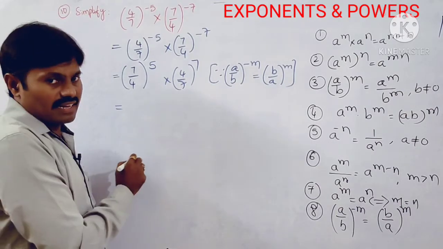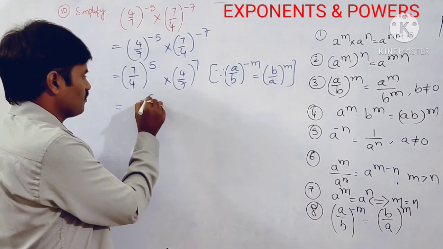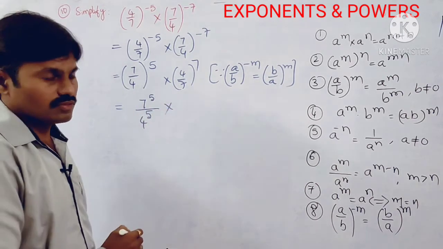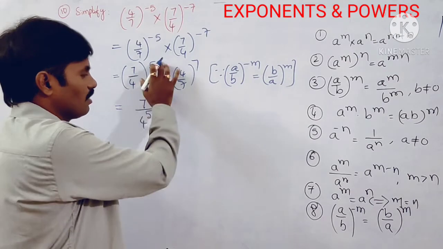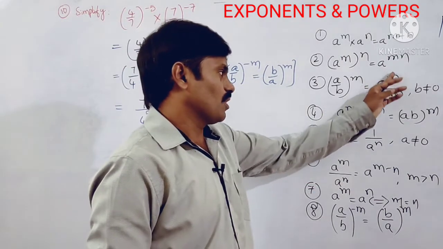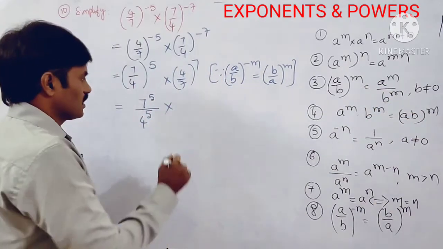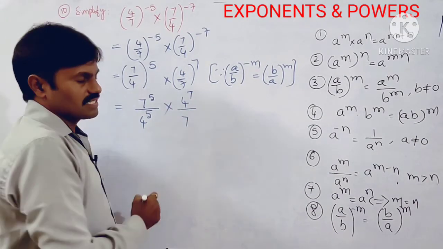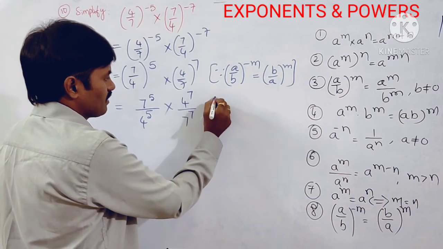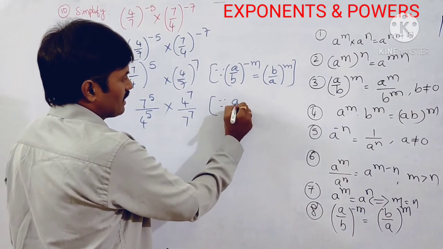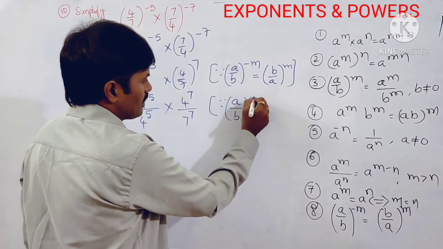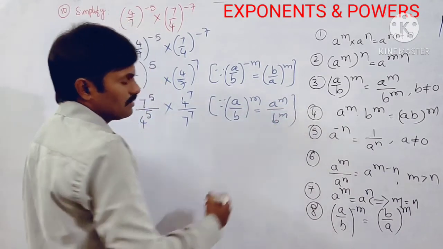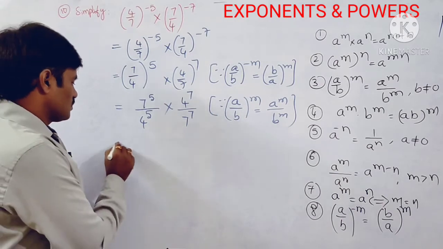Now this can be written as 7^5 by 4^5 times 4^7 by 7^7. Am I correct or not? We applied here that (a/b)^m can be written as a^m by b^m.